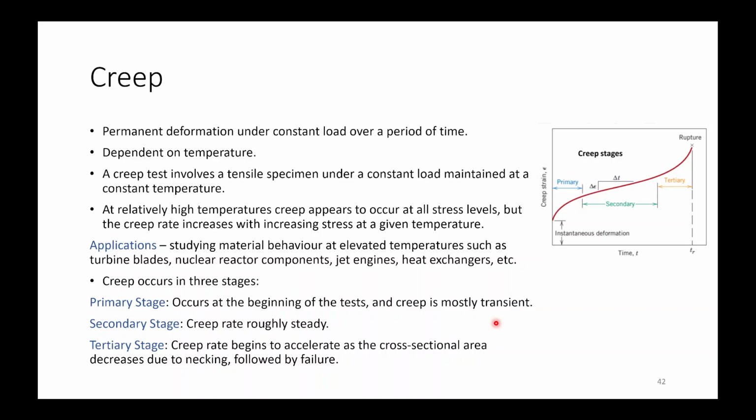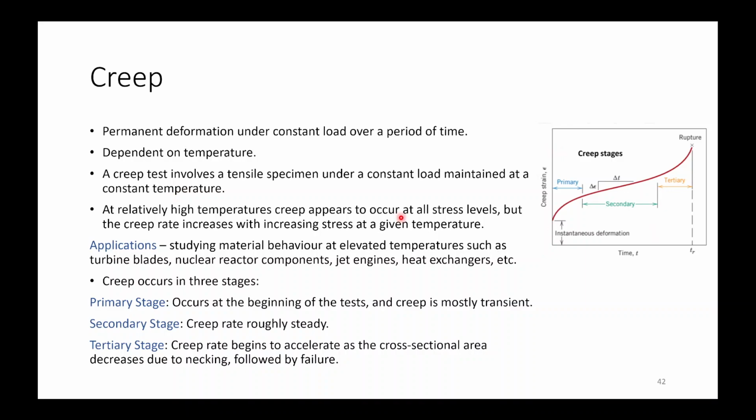Now another mechanical property is creep. In this, there is permanent deformation under constant load over a period of time. So there will be deformation and the load will be constant, and at a particular time you will be seeing the effect of temperature. A creep test involves a tensile specimen under a constant load maintained at a constant temperature. So both your load and temperature will be constant, and we will be measuring strain on the y-axis with time.